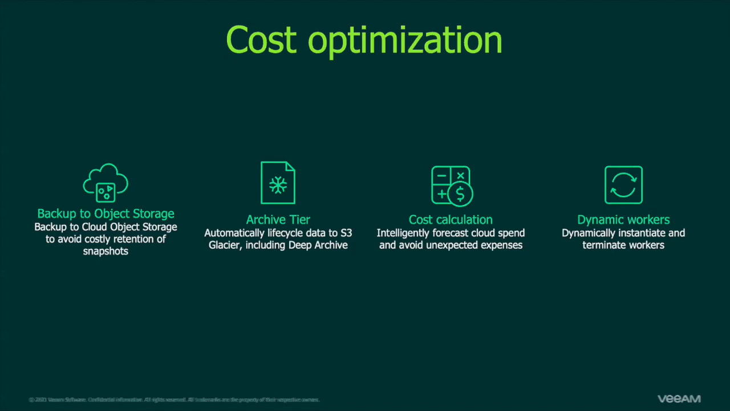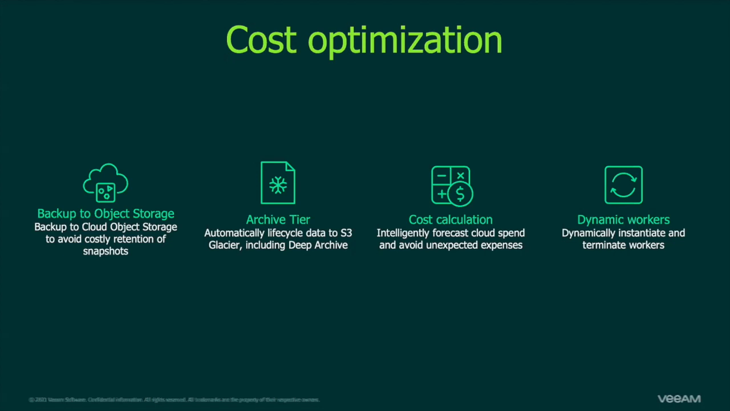And when you have to come and submit your expenses, it's quite embarrassing when you say to your boss, sorry, big bill here. But everything that Veeam does has cost at the forefront. So things like backing up to object storage. Snapshots get expensive very quickly in the public cloud, so you don't want to keep them around for a long time. So we have the ability to offload those snapshots out to object storage across the different cloud platforms.